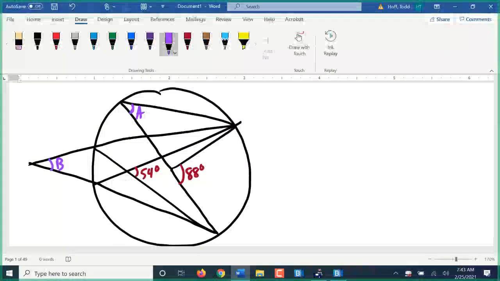So there is kind of a mess going on here. And let's take a look and see what we can figure out from this. Well, first of all, we know that this arc up here is an 88 degree arc because the 88 degrees is the central angle.